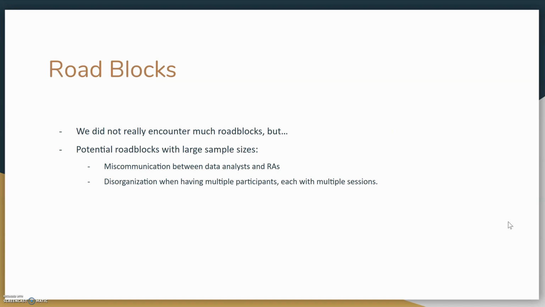Roadblocks. We did not encounter any roadblocks, but recognized some potential roadblocks. We realized that if we were to have a larger sample size and each participant had more than one session, there would be potential errors when sorting the data. Another possible complication can occur when mistakes are not reported to the data analyst. So it's very important for RAs to make note of every error that occurs.